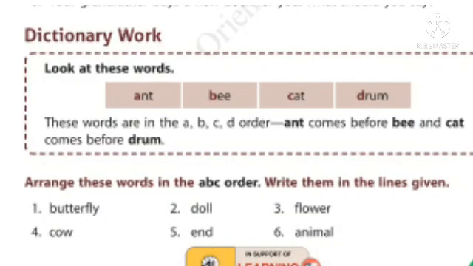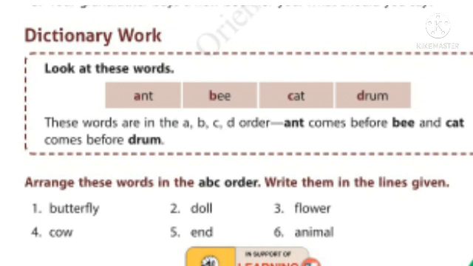Now let us do the textual activity. Dictionary work. Look at these words: ant, bee, cat, drum. These words are in the ABCD order. Ant comes before bee and cat comes before drum. And below, they are given one exercise. Arrange these words in the ABC order. Write them in the lines given.